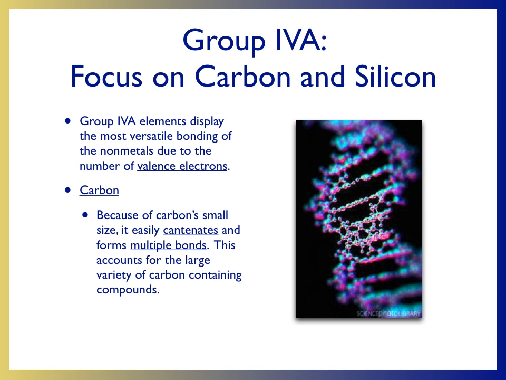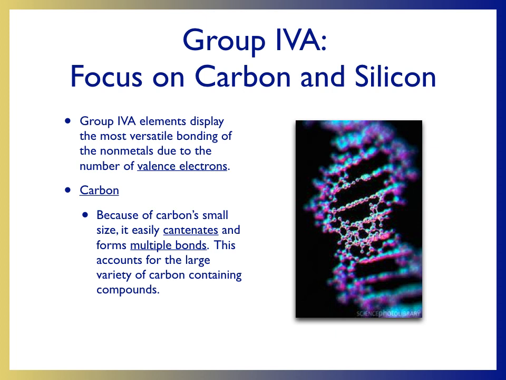Carbon can catenate, forming long chains in molecules. This is useful in biological molecules and polymers such as DNA. Carbon, also with a small atomic radius, tends to form multiple bonds. This adds to the variety of different compounds that carbon can form. In fact, there are more compounds that can be formed from carbon than from any other element in the periodic table combined. And that's pretty amazing.